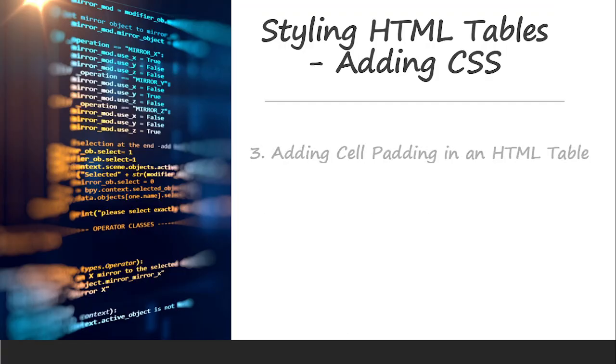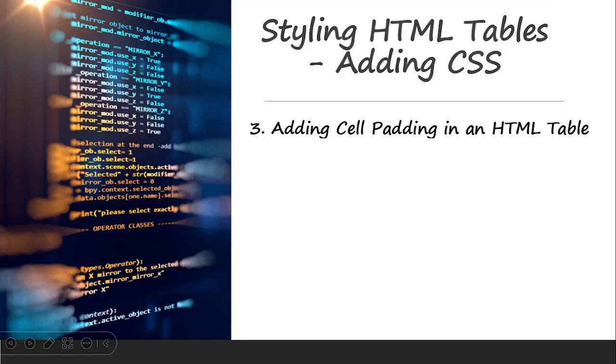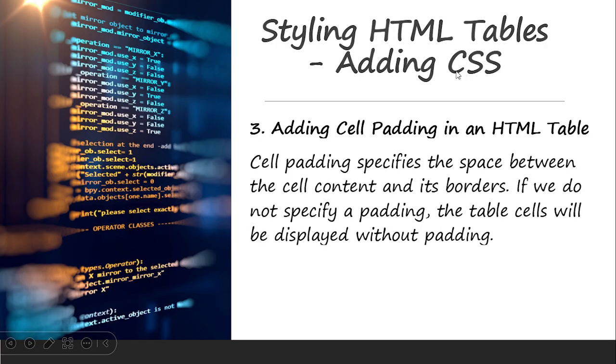Moving on. The other one is adding cell padding in an HTML table. Cell padding simply specifies the space between the cell content and its borders. So if we do not specify padding, the table cells will be displayed without padding. The syntax of it is you insert the normal tags for the table data, then the padding, maybe 20 pixels. So that's what you can use.